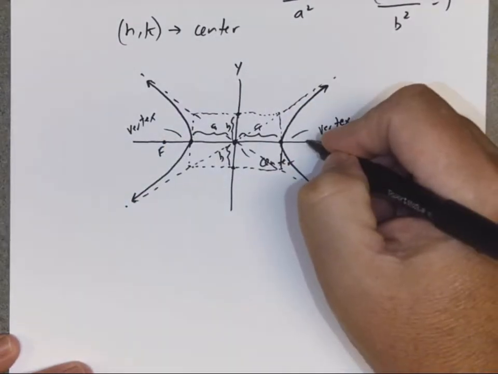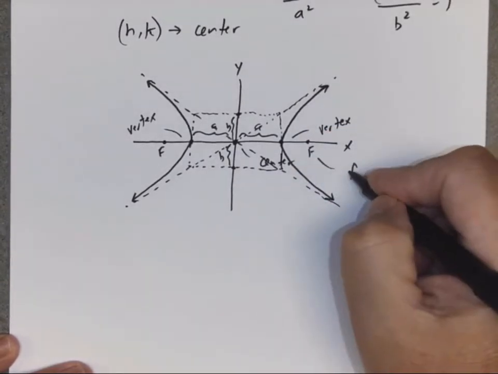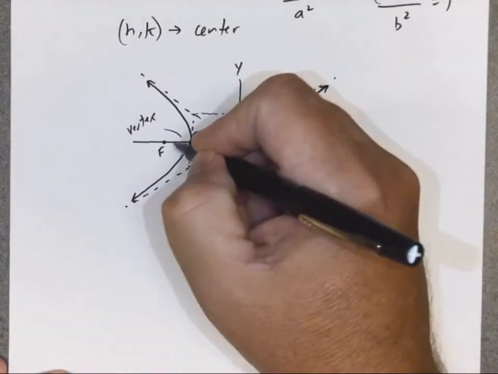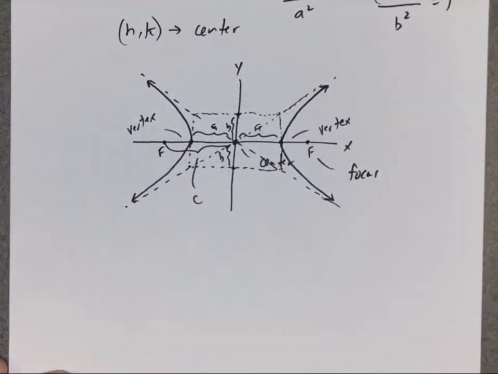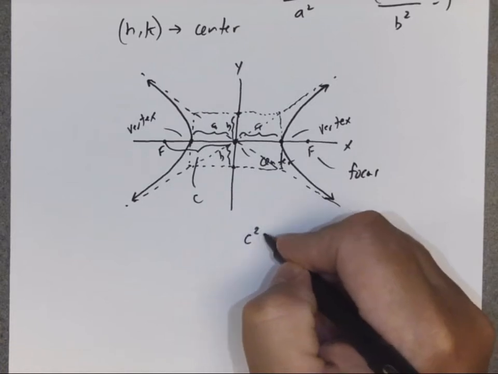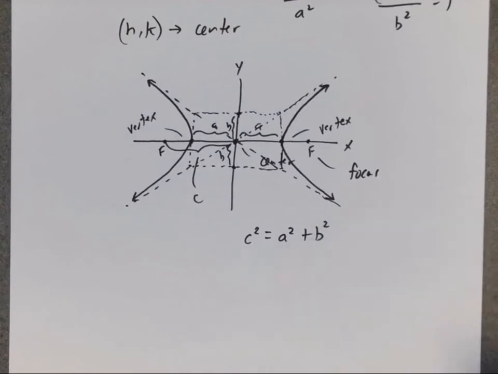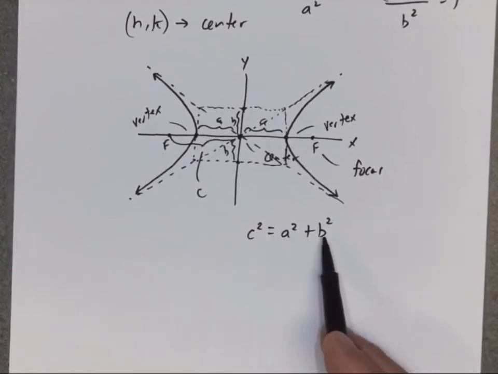They're always sort of inside. And there's actually an equation. We call the distance from the center to the focus, we call that C. Then you have a little equation you can always find the focus if you know your A and your B.